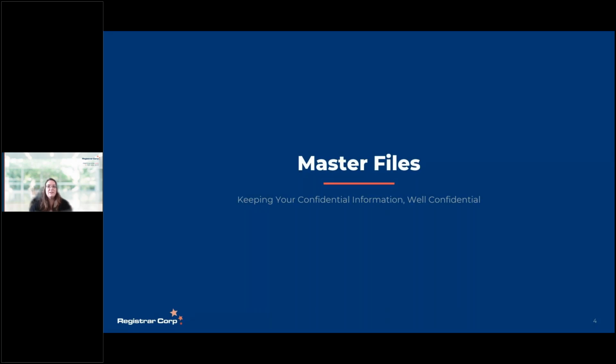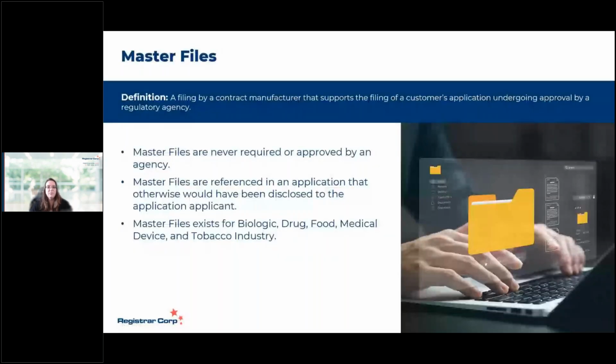So I'm going to start us off today by going over the basics of what master files are and how they can keep your confidential information confidential. A master file is a voluntary filing to an agency in support of an application being reviewed by that agency for approval. So say, for example, you manufacture an active pharmaceutical ingredient, or API. You have a customer that uses that API for a new drug product, and they are submitting a new drug application to FDA for approval.